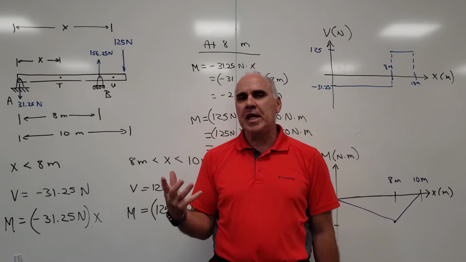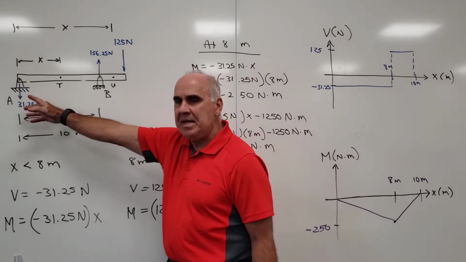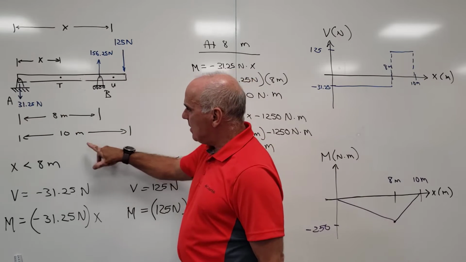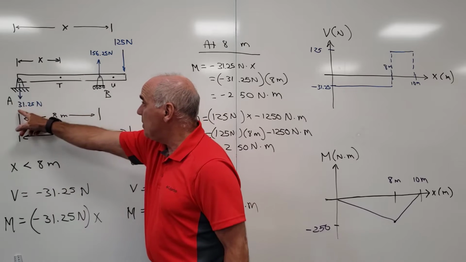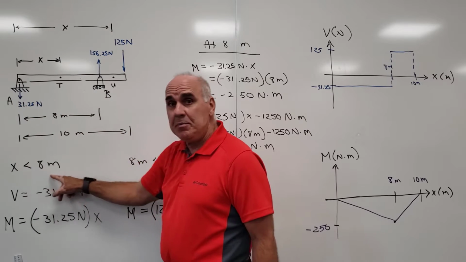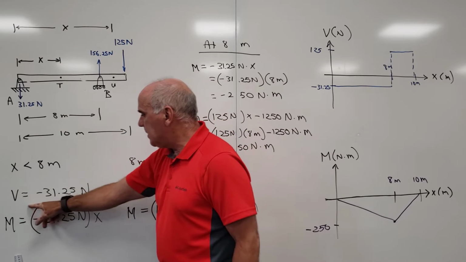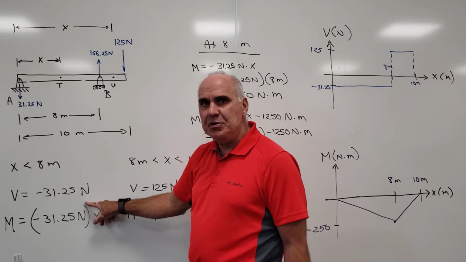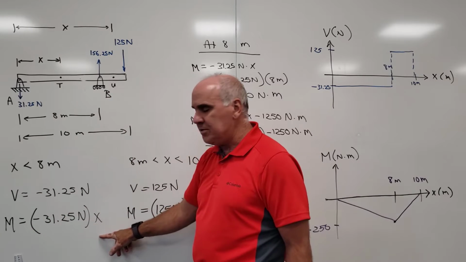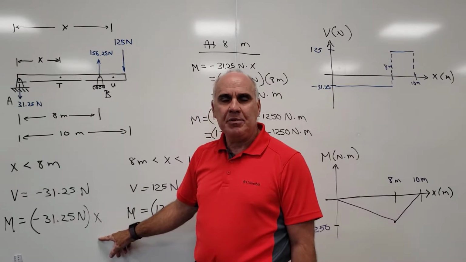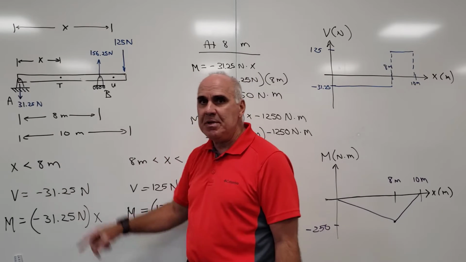Hey everyone, let's take a look at the equations that we learned in a previous video. We still have the same beam here. And one of the things we discovered was that the shear force in the beam between A and B, so for any position less than 8 meters, that would be anything left of B, is equal to minus 3125 newtons. And we found the moment in that same region was minus 3125 newtons times x, whatever that x distance is, as long as it's less than 8 meters.